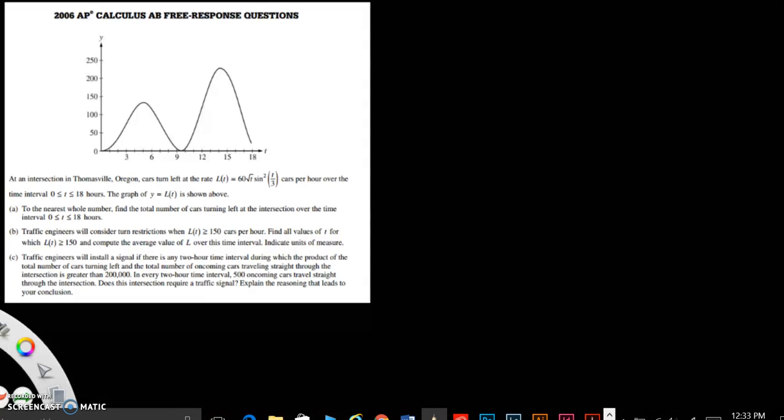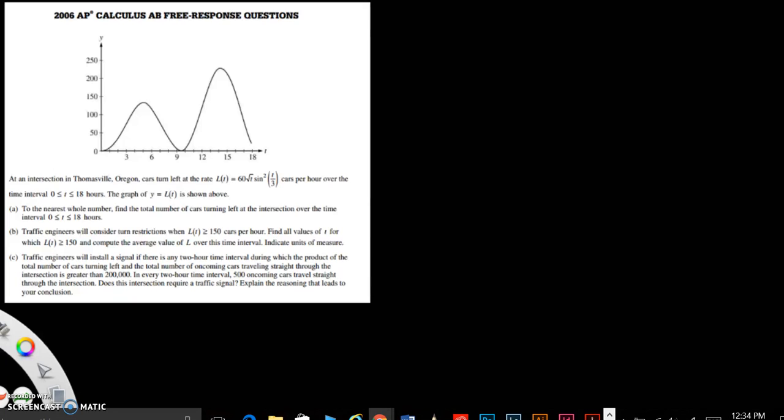In this video, we are going to solve a 2006 AP Calculus AB FRQ question. It says, at the intersection in Thomasville, Oregon, cars turn left at a rate L of t, given by that function, in cars per hour over the time interval t between 0 and 18. The graph of y equals L of t is shown above. Okay, so that's a graph of the derivative because that's the rate.